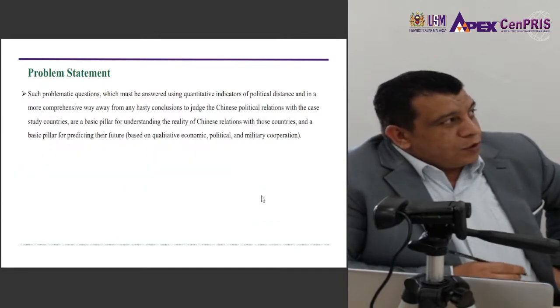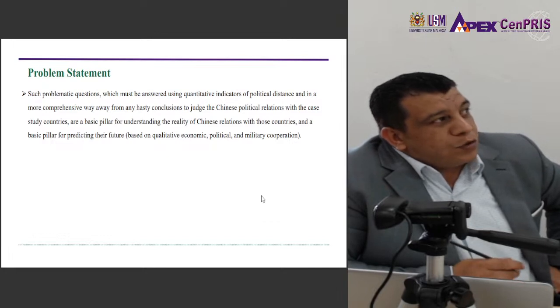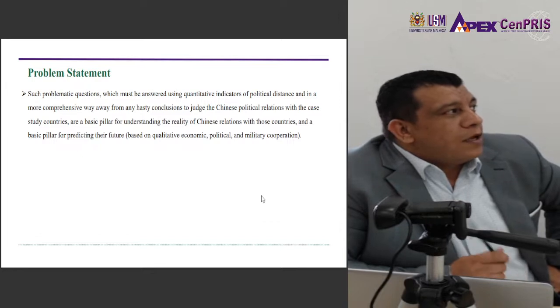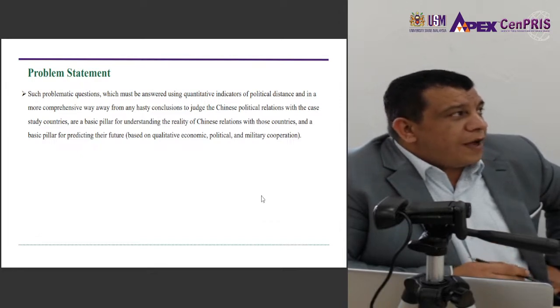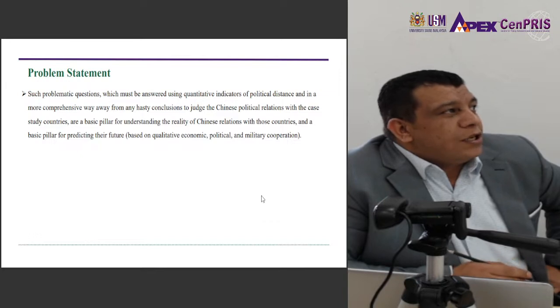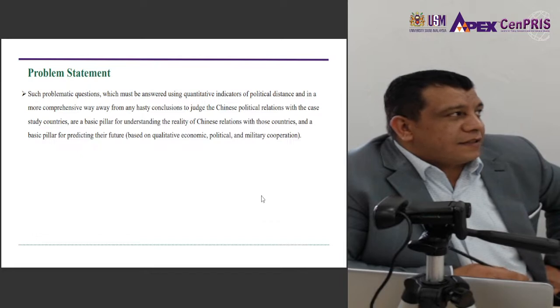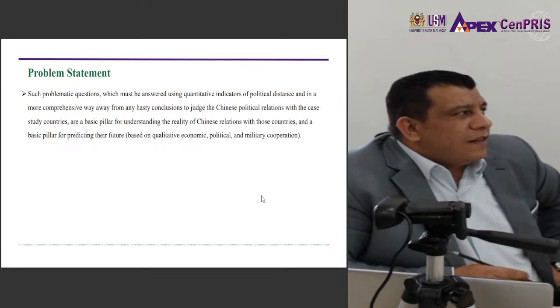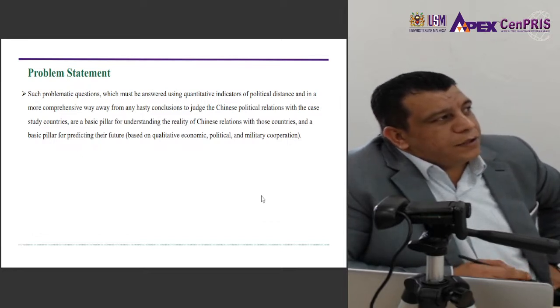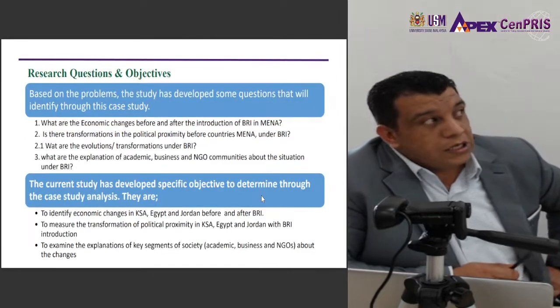Such problematic questions, which must be answered using quantitative indicators of political distance and in a more comprehensive way, away from any hasty conclusion to judge the Chinese political relations with the case study countries, are a basic pillar for understanding the reality of Chinese relations with those countries, and a basic pillar for predicting their future based on qualitative, economic, political, and military cooperation.